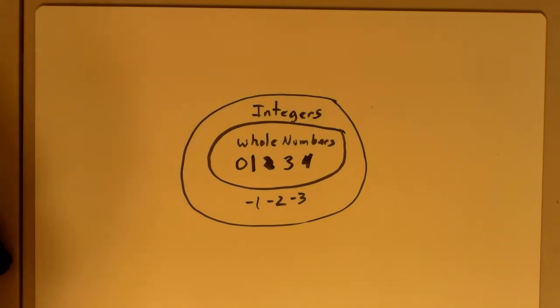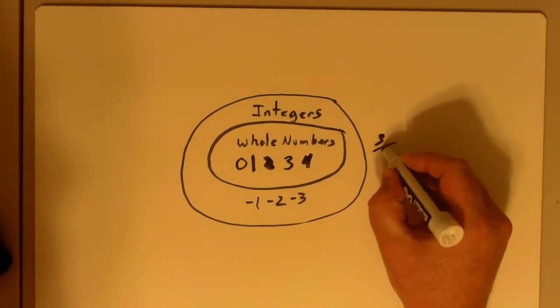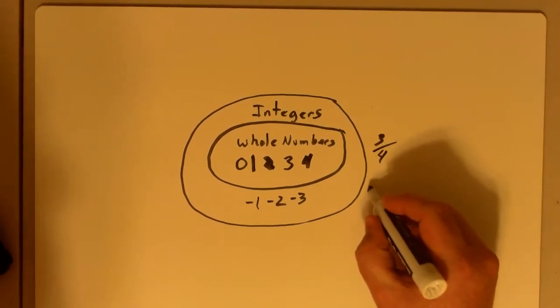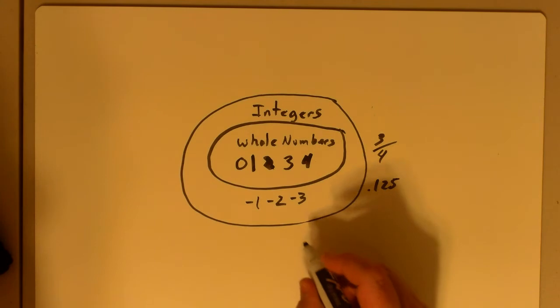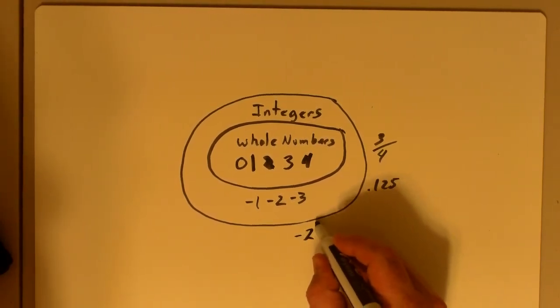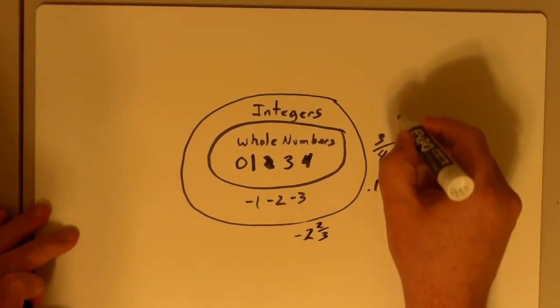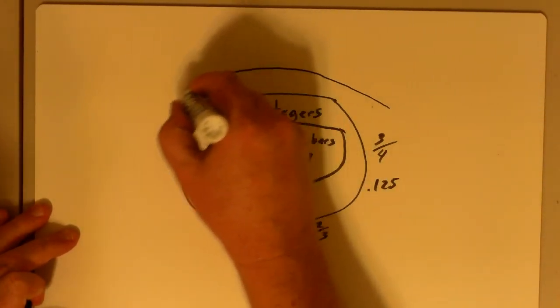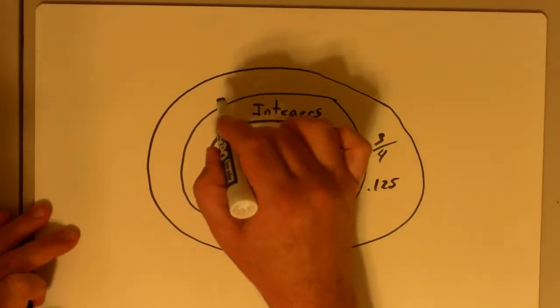Then we have some other numbers outside of these two groups, which would involve fractions, like 3/4, or decimals like 0.125. I could have some negatives out here too. Let's say -2 2/3. And this group of numbers has a name, and it's referred to as rational numbers.